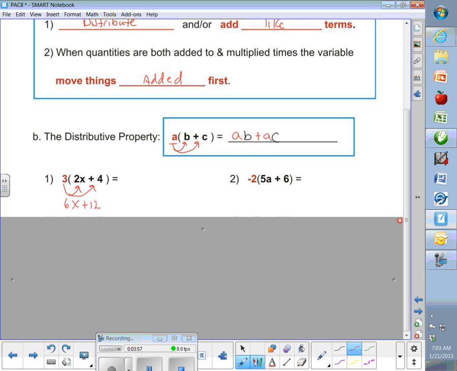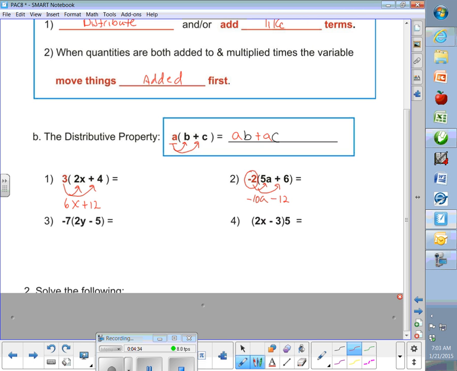In the second example, we have a negative 2 out front. And I've always taught you from day one, always include the sign with the number. So this is a negative 2 that we're distributing. What do you get when you multiply a negative 2 times a 5a? Hopefully you're thinking negative 10a. What about a negative 2 times a positive 6? Negative times a positive is a negative. 2 times 6 is 12. And we end up with negative 10a minus 12. Let's do a couple more examples here.